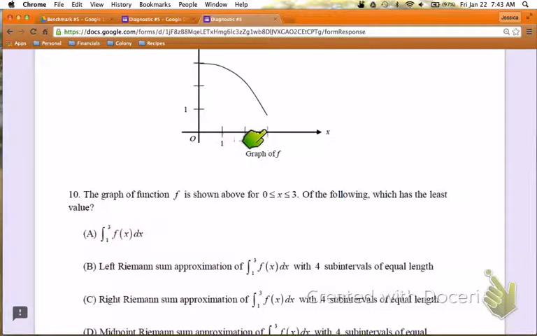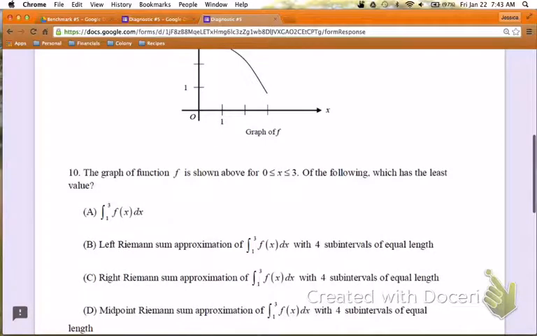So here's 1 and here's 3. So the integral from 1 to 3 would literally be the exact area under the curve. If you almost took a highlighter and highlighted that exact area under the curve, that would be the integral from 1 to 3.